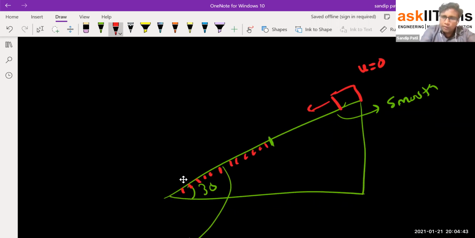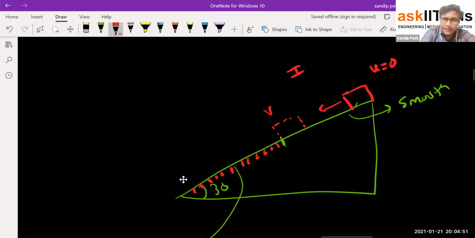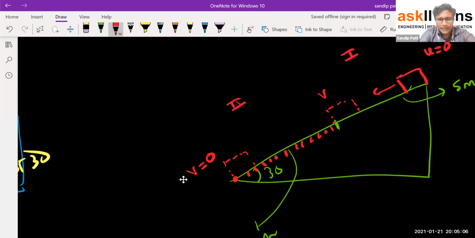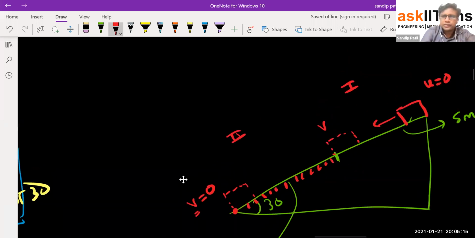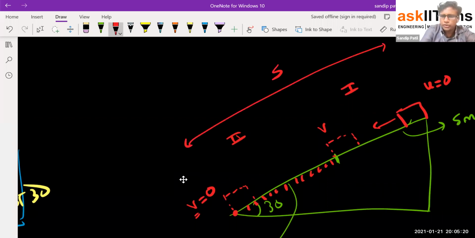Now let's make two parts of this problem. First one will be for the smooth part. When the block reaches here, it will have some velocity. I don't know what the velocity will be. This is the second part, when the block moves from this point to the bottom point. In the problem, they are going to say the final velocity, which is represented by v. Consider this whole length is given as s. So I can say this small part is s by 2, and the second part is also s by 2.